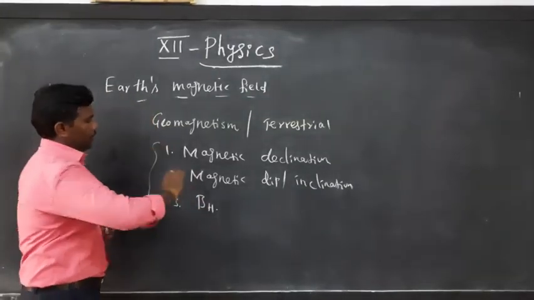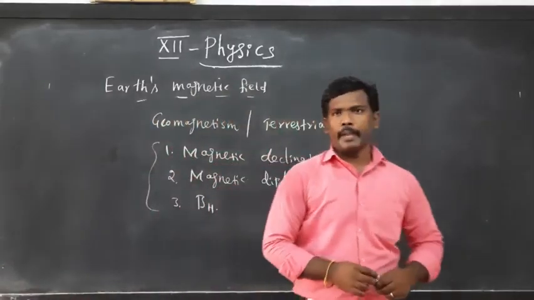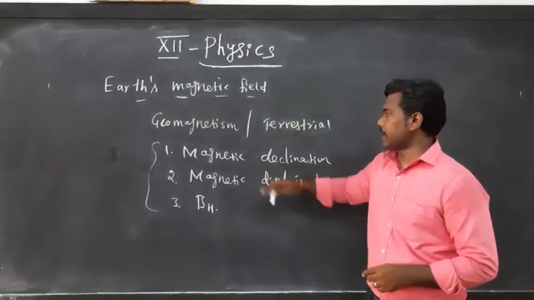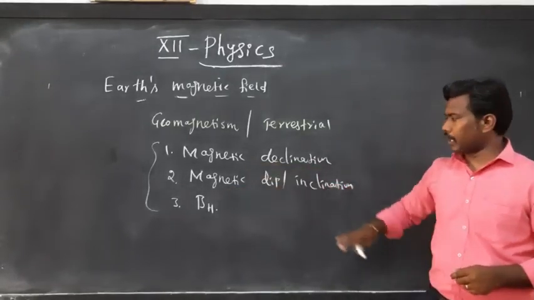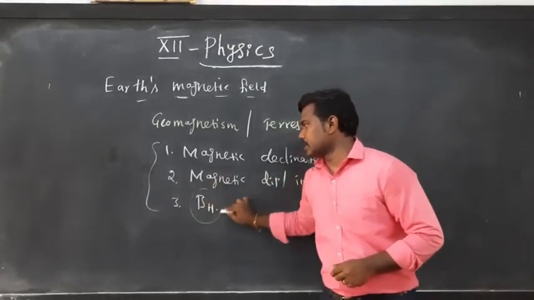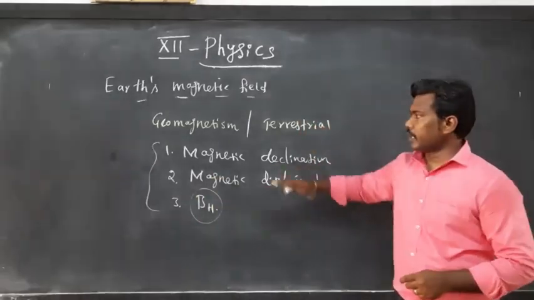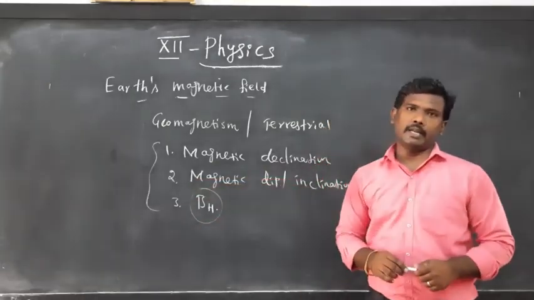So those three quantities are very important and play a main role in describing the earth's magnetic field. The first one is magnetic declination, the second one is magnetic dip, otherwise called magnetic inclination, and the third one is called the horizontal component of earth's magnetic field. Next we are going to see each quantity separately.